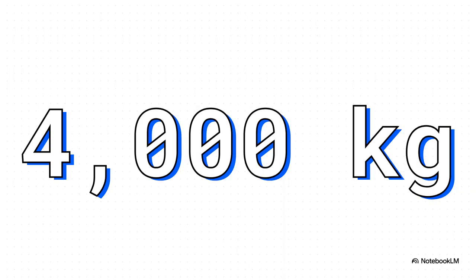Let's start with a number, 4,000 kilograms. That's 4 metric tons. And that is how much fuel can be saved on a single long-haul flight. So, how do you do it? By shifting the plane's center of gravity less than 75 centimeters. It's a tiny, tiny adjustment with an absolutely massive impact.